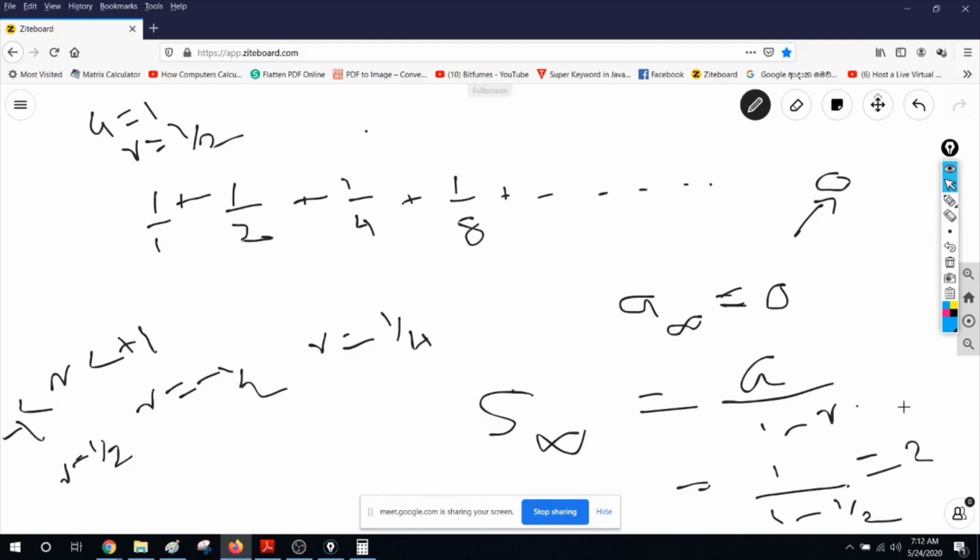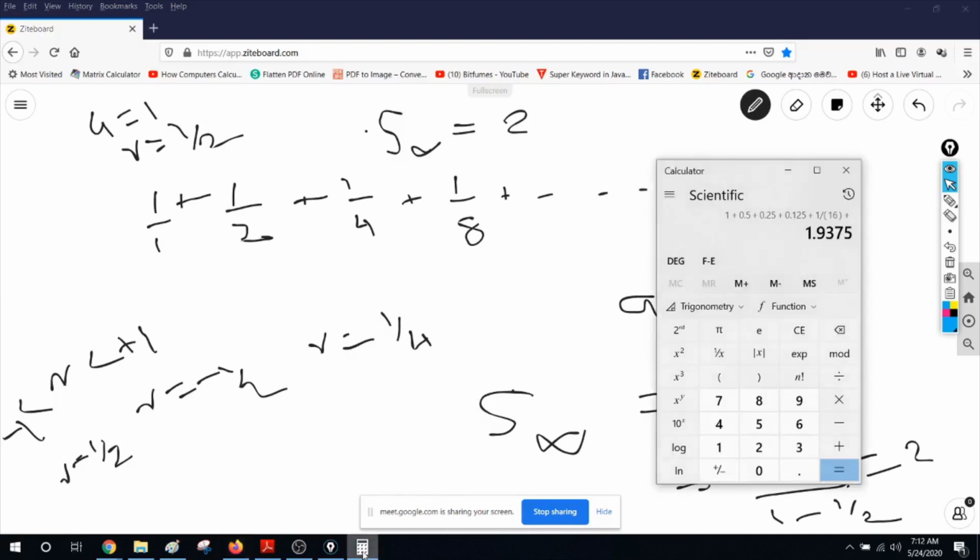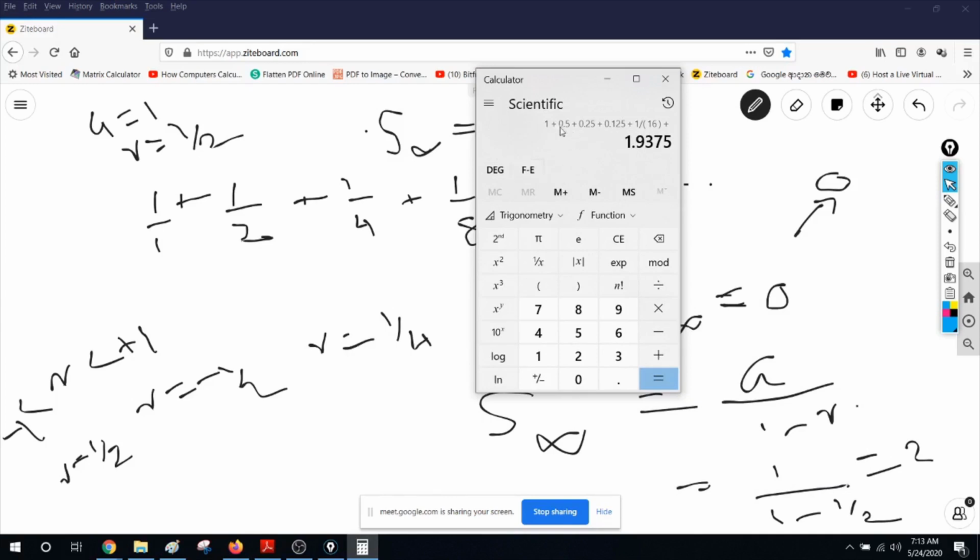Now you can see the value, the S infinity, the summation of an infinite number of terms, is going to be 2. Actually that is the value that we were getting closer and closer to when we used the calculator. You can see 1 plus 0.5 plus 0.25 plus 0.125 plus and so on is getting closer and closer to 2. So this is exactly what we get from the a divided by 1 minus r formula also.